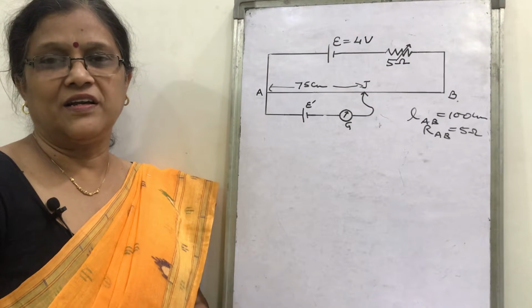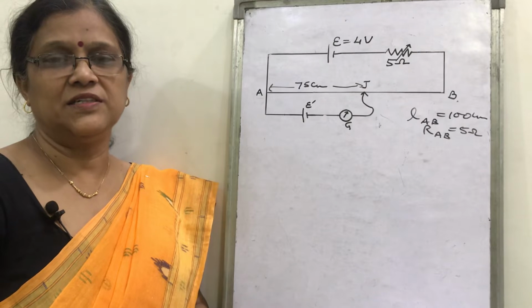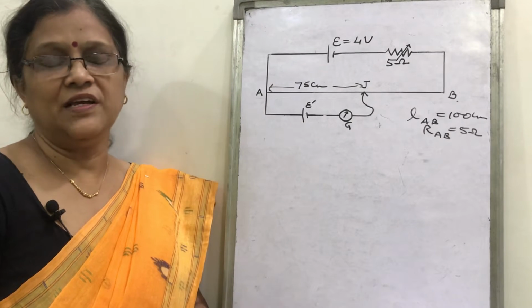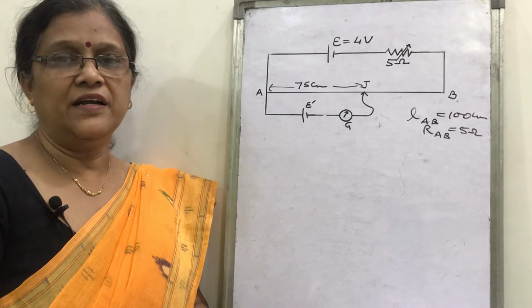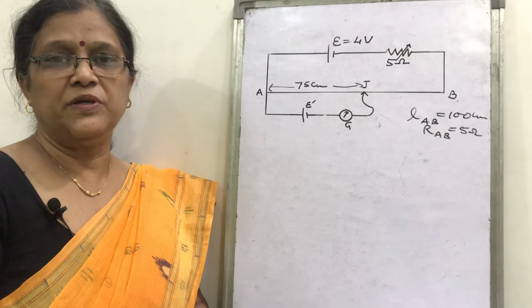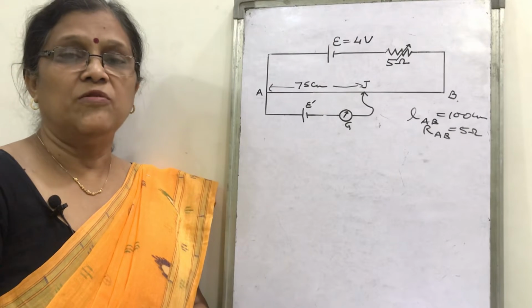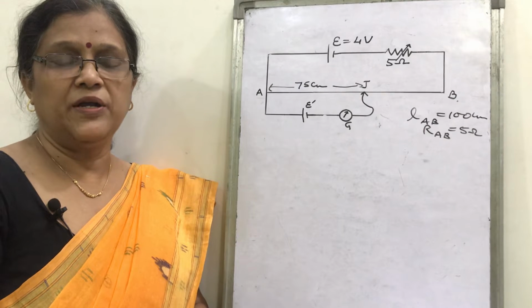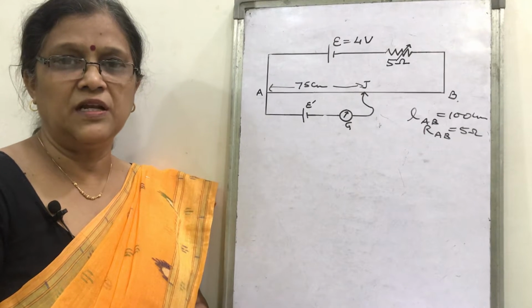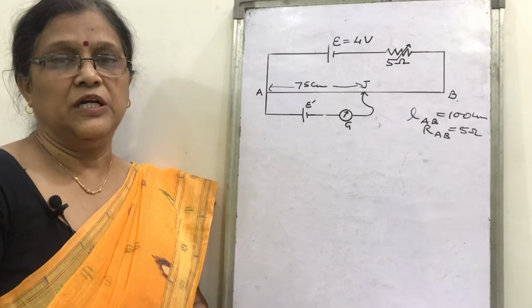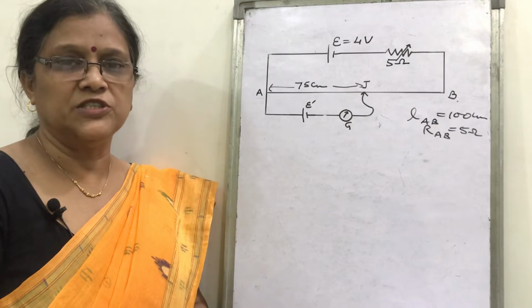In the topic current electricity, we have discussed the potentiometer. The link is given in the description, and the practical purpose of potentiometer, how to use and why it is used. There are two experiments, that is E1 by E2, and to find internal resistance of cell, as well as the activity to find the potential gradient. So it is of practical importance too.